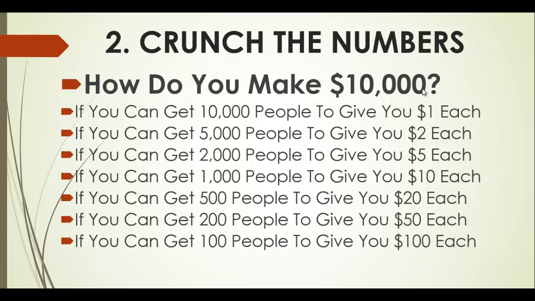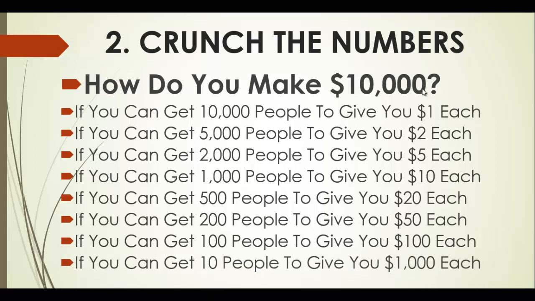What if I can't get all these numbers, but I can only get 100 people and each of them can give me $100 each? You still will arrive at your destination of $10,000. Or else, what if I look for 10 dedicated guys who can give me $1,000 each? You will still arrive at your $10,000. So this is what we mean by the mathematics here, or the crunching of the numbers.